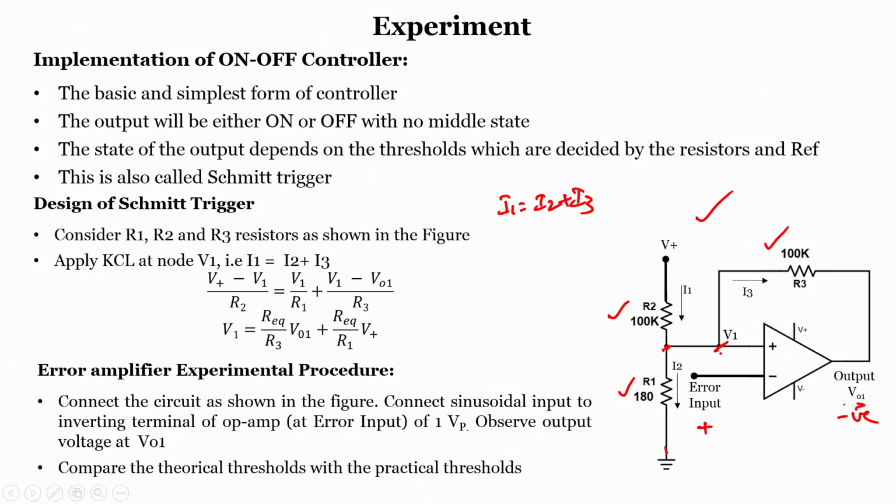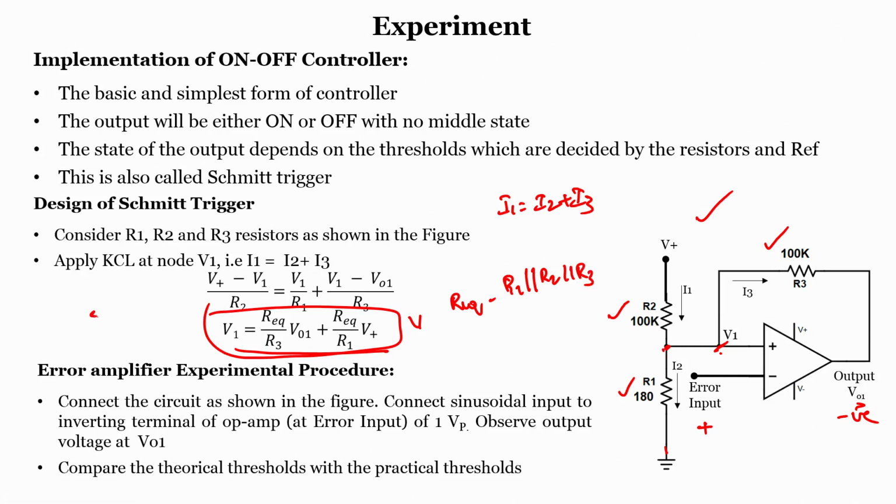In this case, I am saying it as V1 as V0 divided by R3. So, when we calculate, we can rewrite V1 as R equivalent by R3 into V1 plus R equivalent by R1 into V plus, where R equivalent is nothing but R1 parallel to R2 parallel to R3. We can solve it.